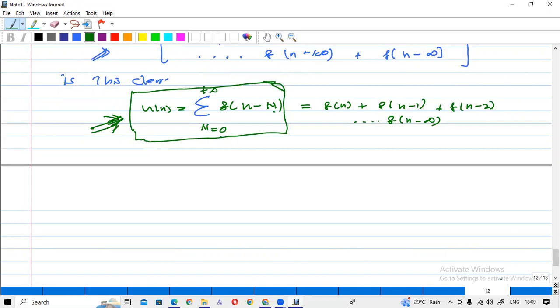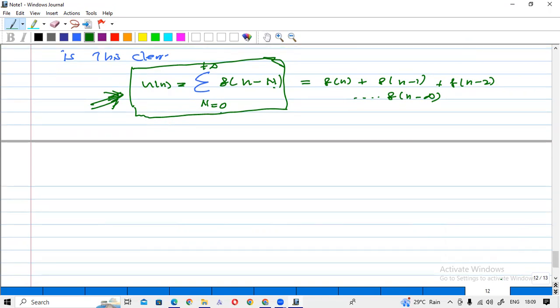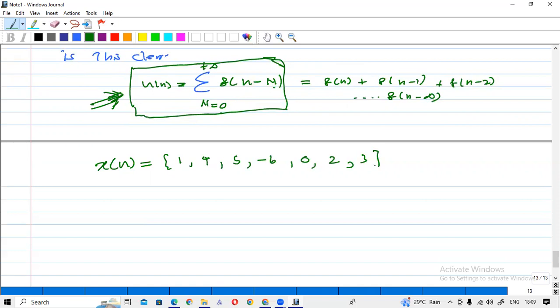Fine. Now, let's say that we have a sequence. Let's say that xn is 1, 4, 5, -6, 0, 2, 3. So this is some value sequence, and these are the sample values. Let's say that this is the 0th sample. If I write it like this, it means that 5 is the 0th sample.